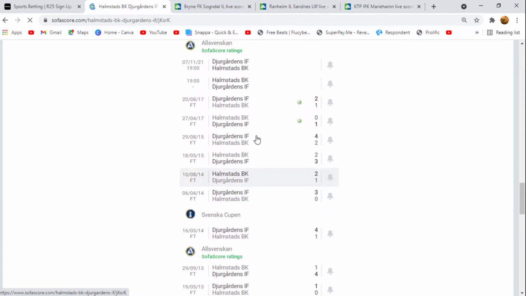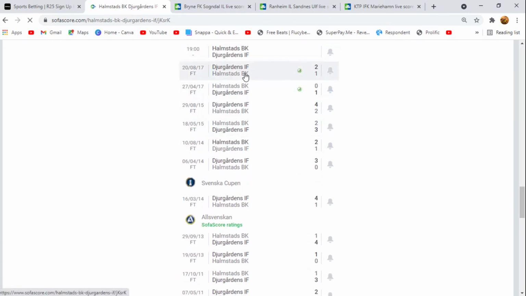So if you can see over here, I've got two teams. Remember, when you want the data, I always use SofaScore. Whatever data you are using does not matter, as long as it gives you the previous matches. You can use SofaScore, you can use LiveScore, whatever site you feel comfortable with.